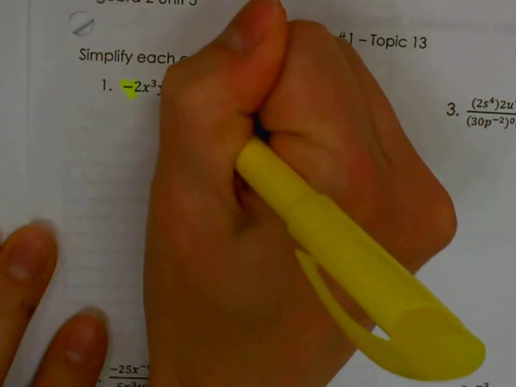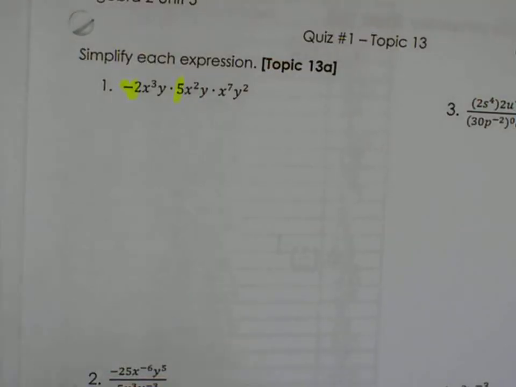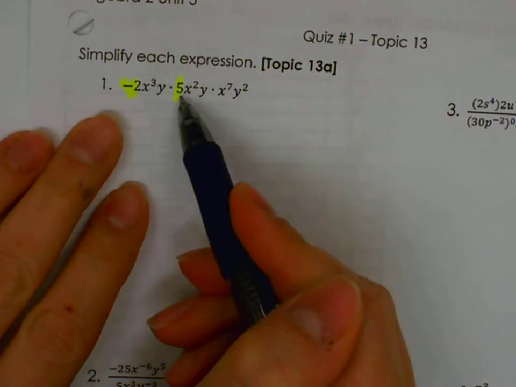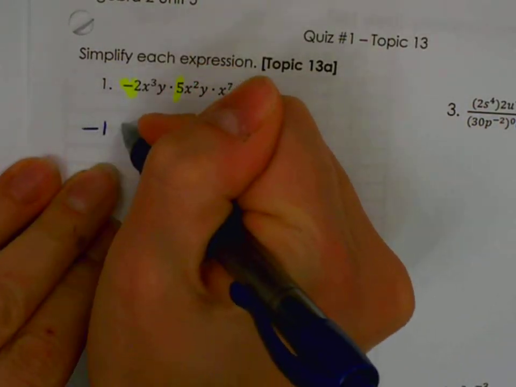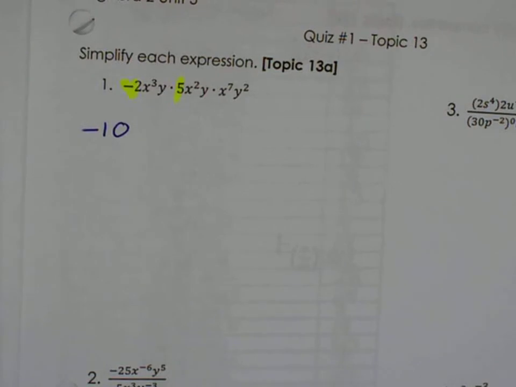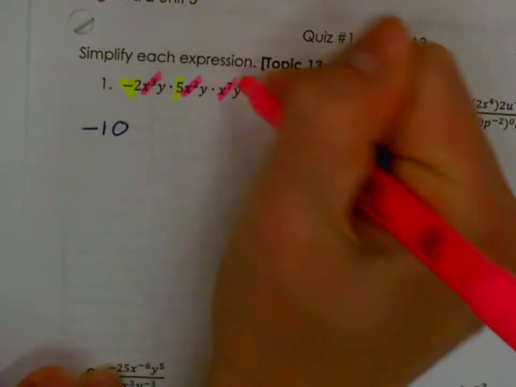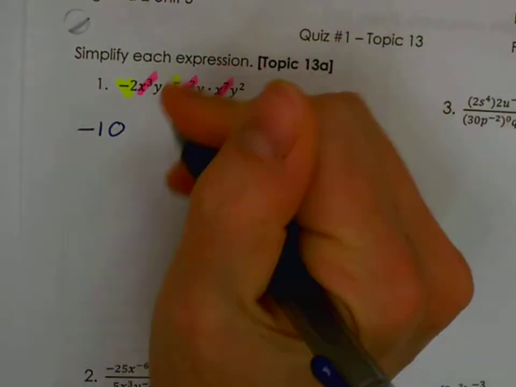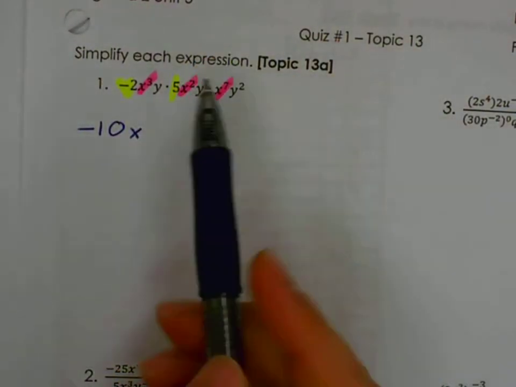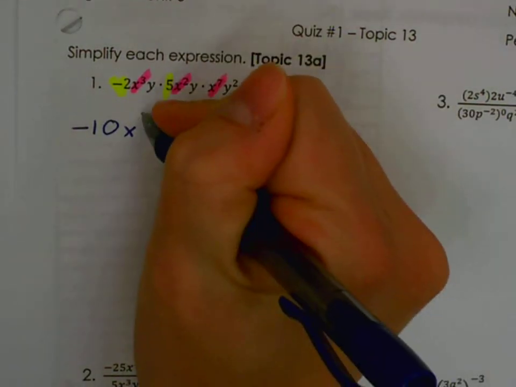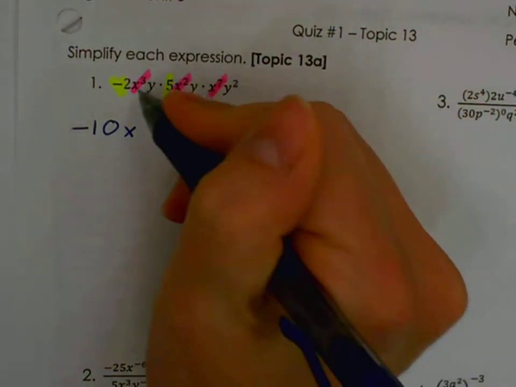When we simplify, we want to look at the numbers separately and then each different base. So number-wise, I have -2 times 5. That's -10. Now I'm going to look at all of my x's. If I have the same base, I keep the base and I add the exponents. So I have 3 plus 2 is 5, 5 plus 7 is 12.